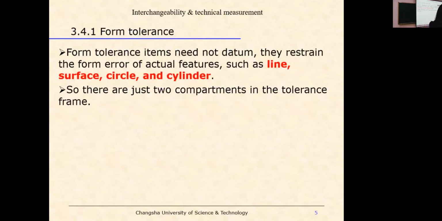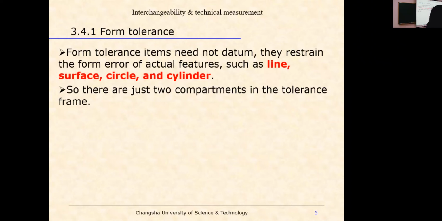So the form tolerance items are not datum-related. They restrain the form error of actual features such as line, surface, circle, and cylinder. So there are just two compartments in the tolerance frame. So that is the contour feature. In this class I address the contour feature and the central feature.